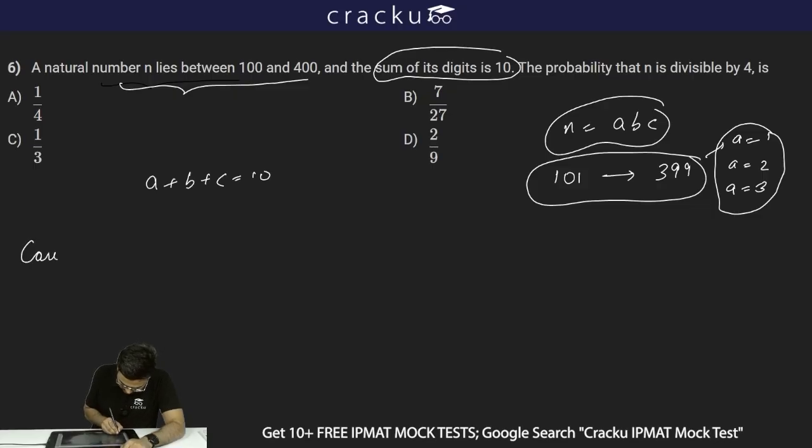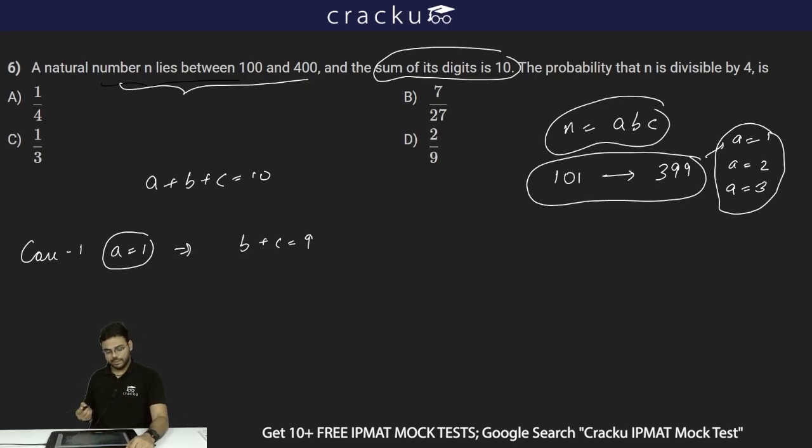Case 1, when a is equal to 1. So what will happen? B plus c will be equal to 9.